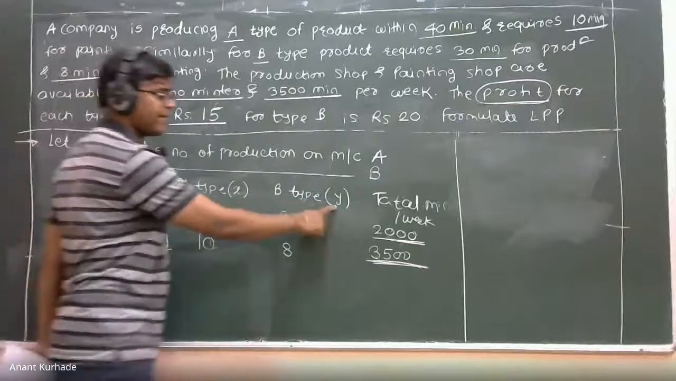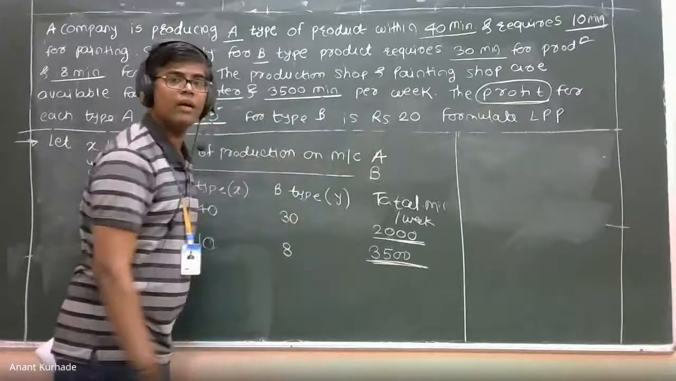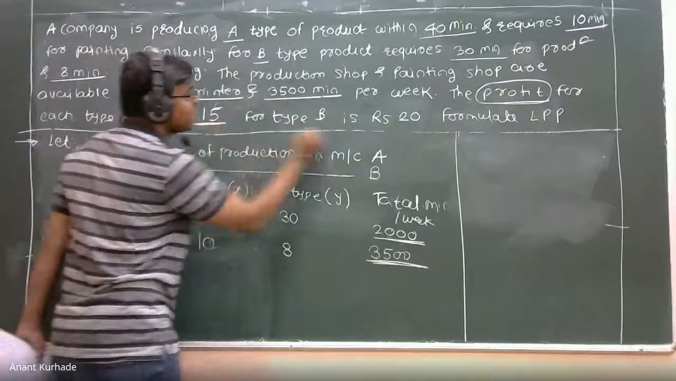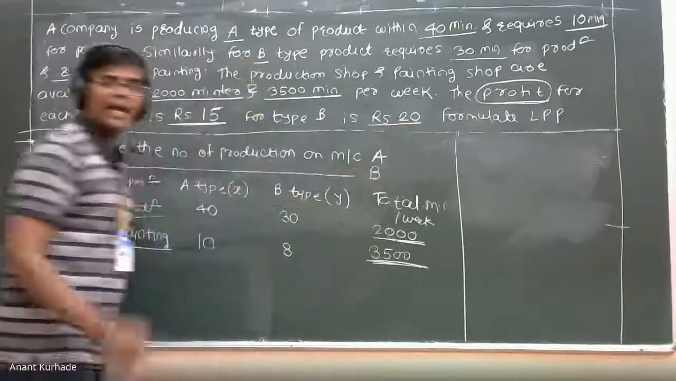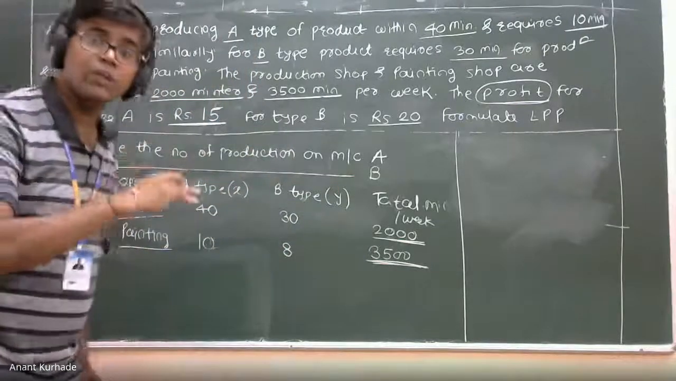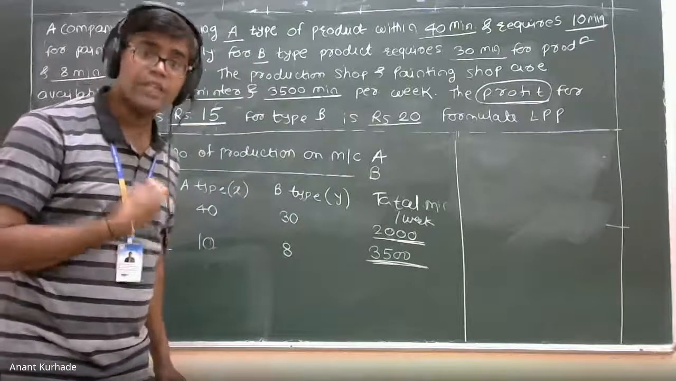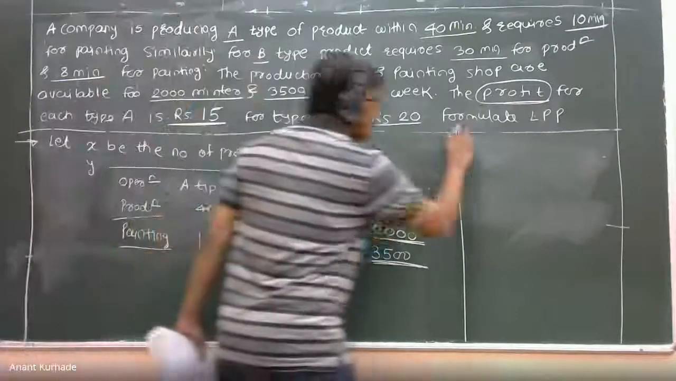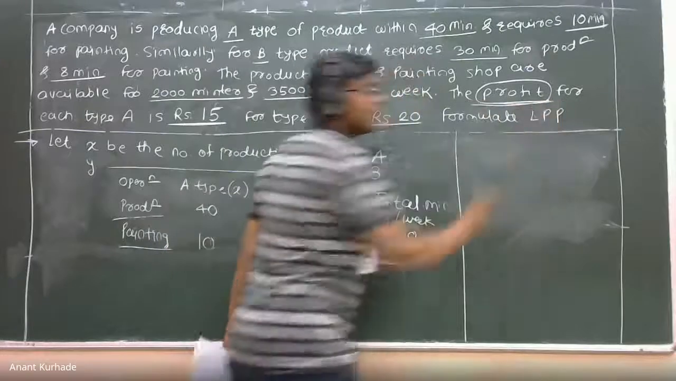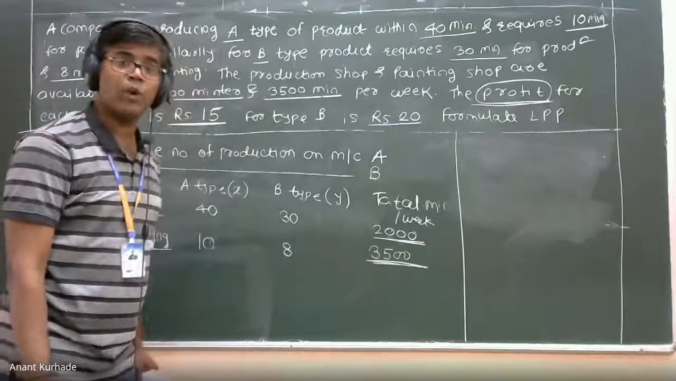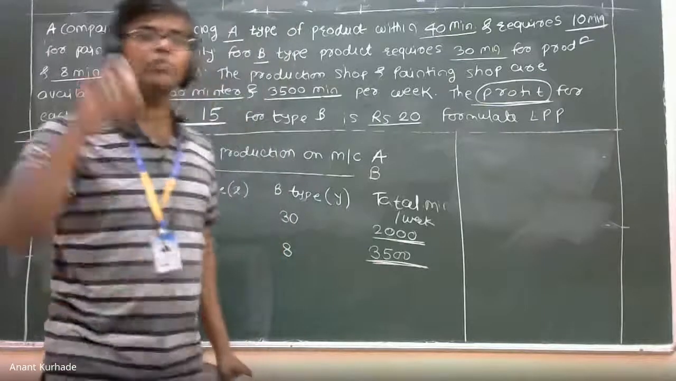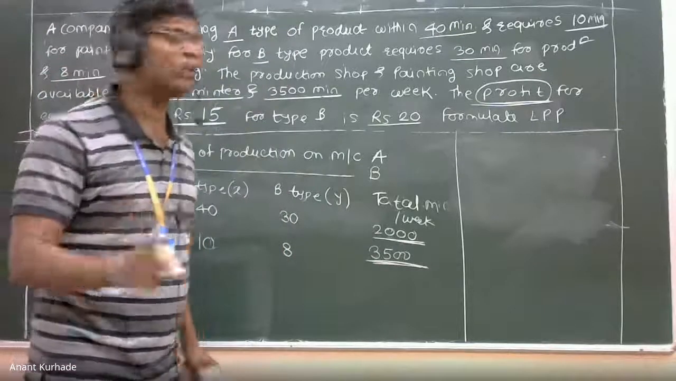Okay, and for B type, you can say it is 20y. It is with again 20 rupees. And in our problem, that objective function means what? It is our aim, our goal, or our purpose. What is our purpose? Our purpose is to maximize the profit. So always remember, objective function always deals with rupees, profit or loss.